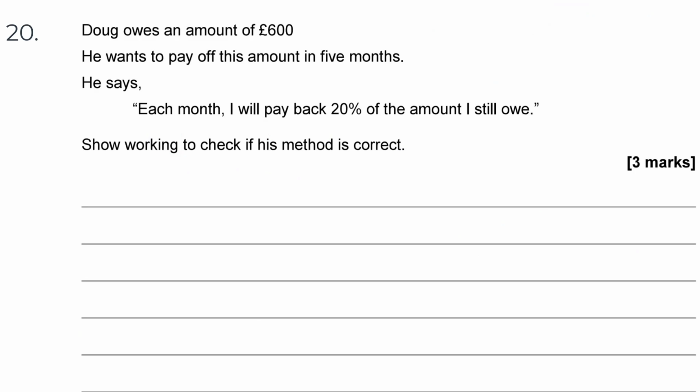Doug owes an amount of £600. He wants to pay off this amount in 5 months. He says, each month I will pay back 20% of the amount I still owe. Show working to check if his method is correct.